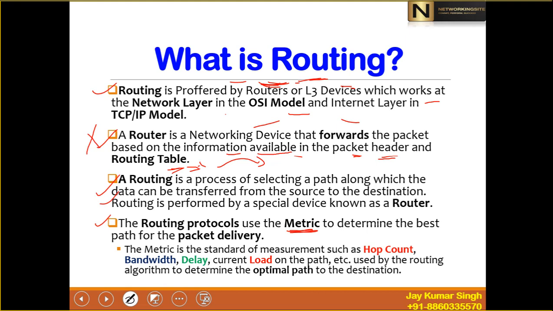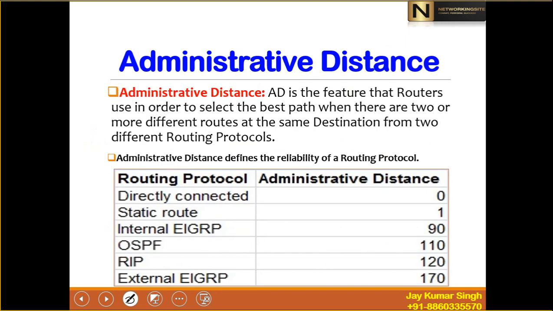Now there are multiple protocols, so we use different types of metric calculations. For example, here you are seeing hop count, bandwidth, delay, load, reliability, MTU, multiple things. But all of this is used by different routing protocols.